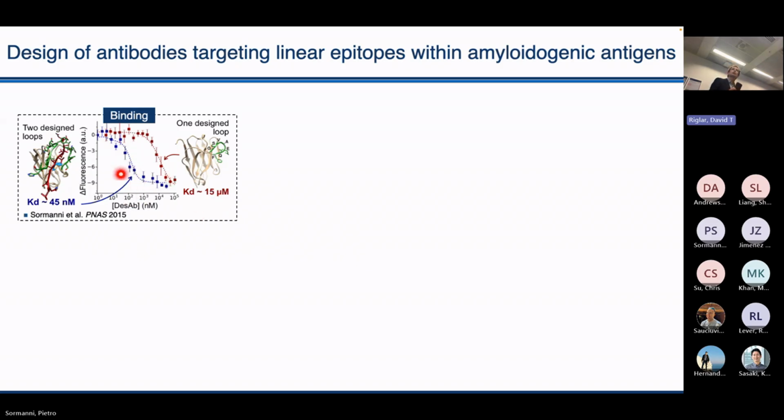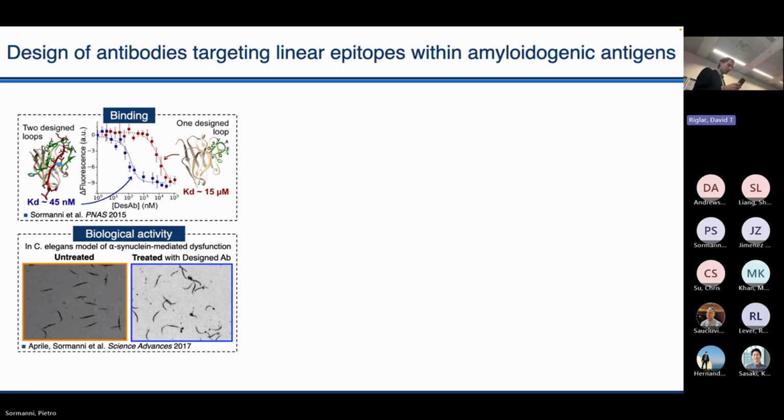But when we start to design 2 loops that should bind synergistically, a bit like natural nanobodies would do, then we get affinities that are much more reasonable. We have also been able to test the biological activity of these objects in a very simple model of alpha-synuclein mediated dysfunction. So these are worms.